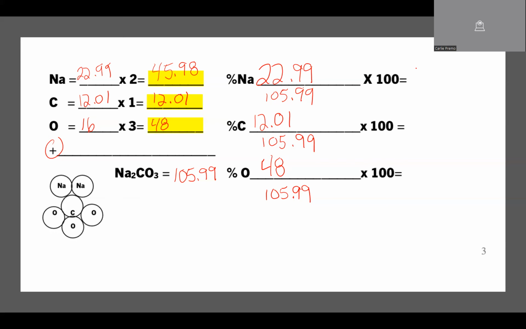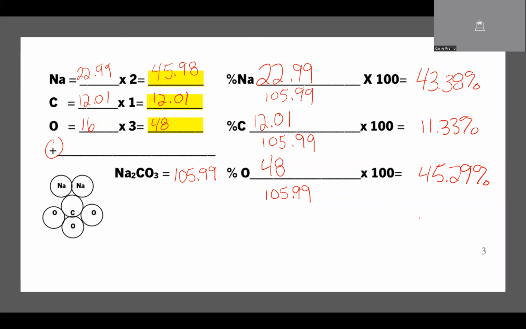Our first percentage for sodium should be 43.38%. For carbon, it should be 11.33%. And then the final one for oxygen is 45.29. And these should still add to be 100% total. We shouldn't have it deviating from 100% for the sum of all of our percents.